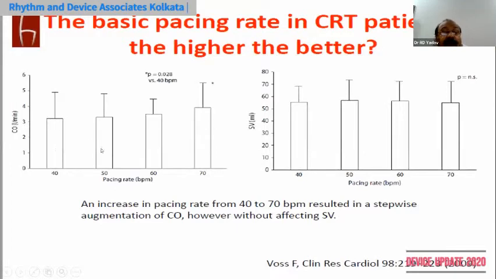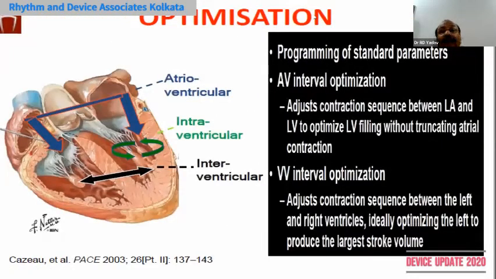If you see the cardiac output at 70 beats, it's higher as compared to 60 beats per minute, although stroke volume doesn't change over 60 or 70. And so you need to optimize both AV and VV interval. AV interval optimization, as I told you, the aim is that left atrial contraction finishes and LV contraction starts. And VV optimization is so that both the septal and lateral wall, or the posterior wall, contract simultaneously, so that the stroke volume is maximum.